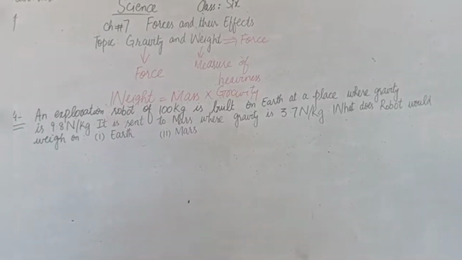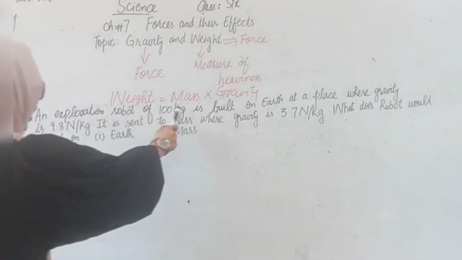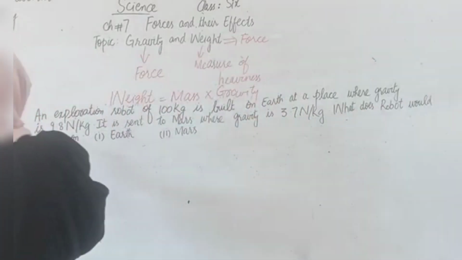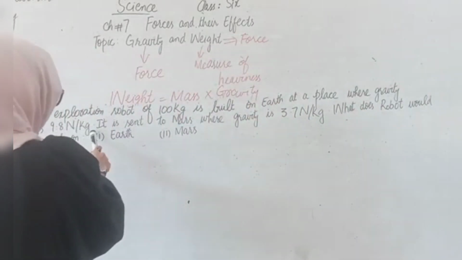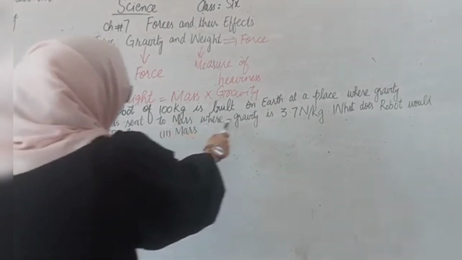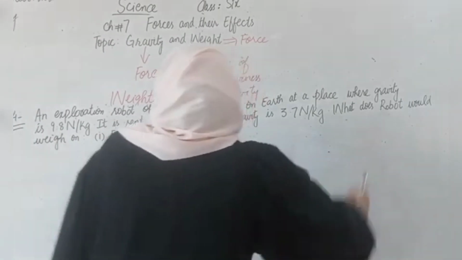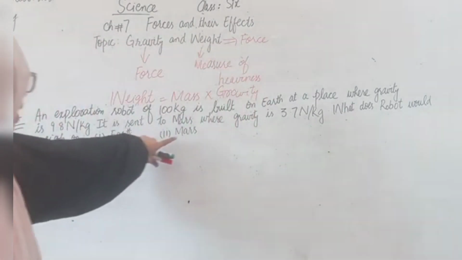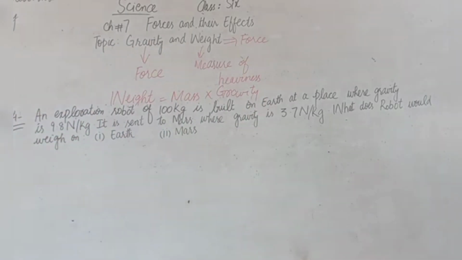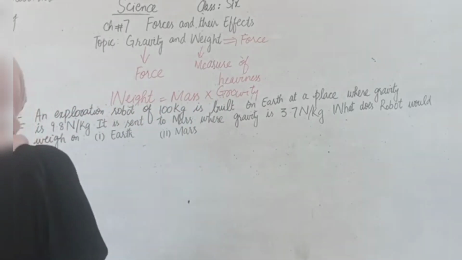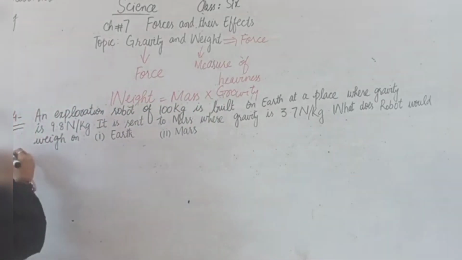The statement is: an exploration robot of 100 kilograms is built on Earth at a place where gravity is 9.8 Newton per kilogram. It is sent to Mars where gravity is 3.7 Newton per kilogram. What will the robot weigh on Earth and Mars? We have to find the weight on Earth as well as on Mars. And you know that we have to use the relation, that is weight is equal to mass into gravity. We will first create the data.